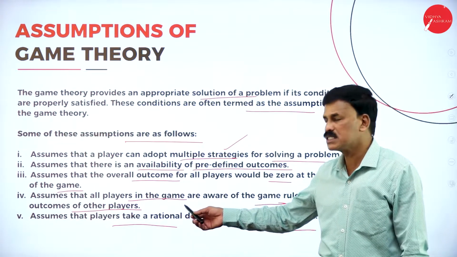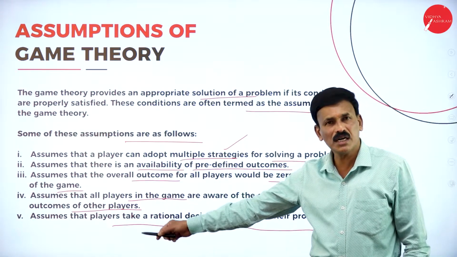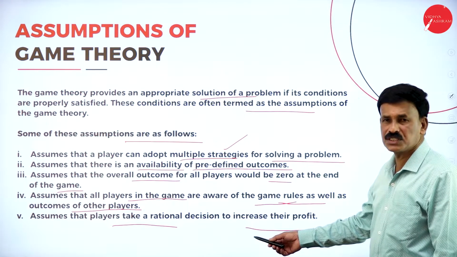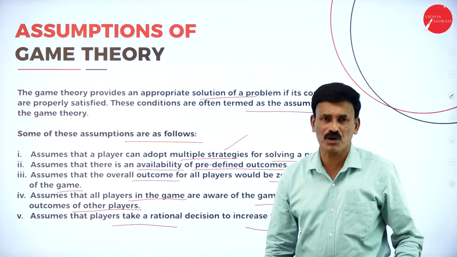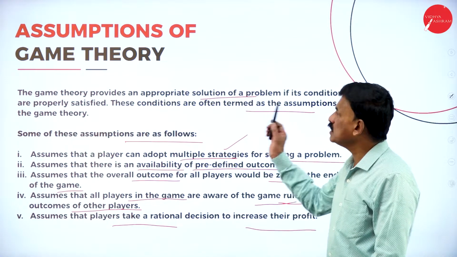Assume that all the players in the game are aware of the game rules as well as the outcome of the other players. And finally, assume that the players take a rational decision to increase their profit. So these are the few assumptions of game theory.